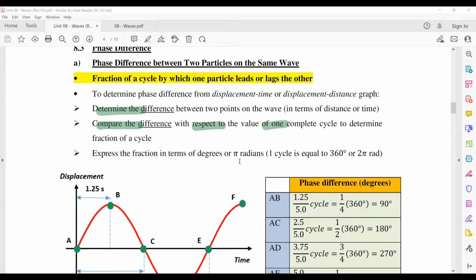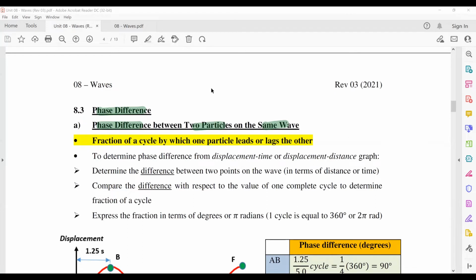Now let's just talk about what is phase difference in the first place. Phase difference between two particles on the same wave just refers to the fraction of a cycle by which one particle will lead or lag the other. The first thing that should come to mind when we mention phase difference is that it always relates to how different, in terms of a fraction of a cycle, are 2 points. All right, that's in layman terms what it means. How different are two particles in terms of one cycle. All right, that's why we call it fraction of a cycle by which one particle leads or lags the other.